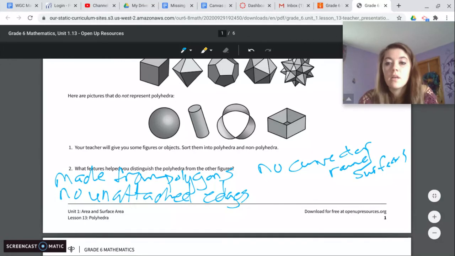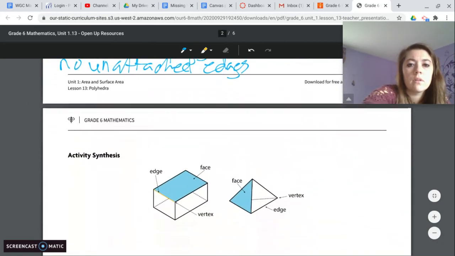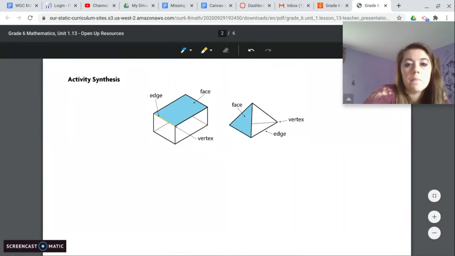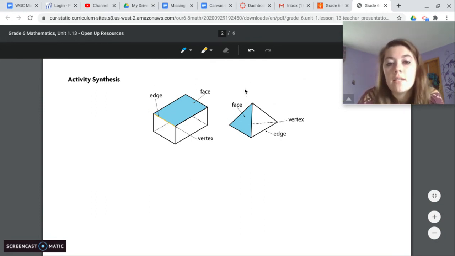All right, so trying. I don't know why this won't scroll. Hang on. There we go. Yeah, I don't know. So this right here will help you understand what a face, edge, and vertex are, because I know those can be kind of confusing.